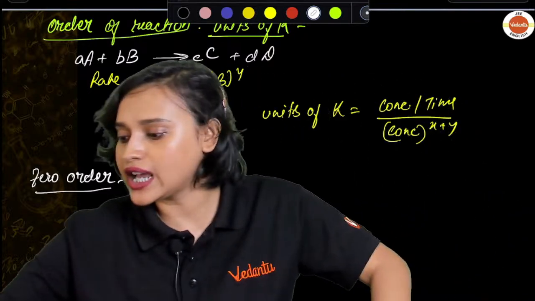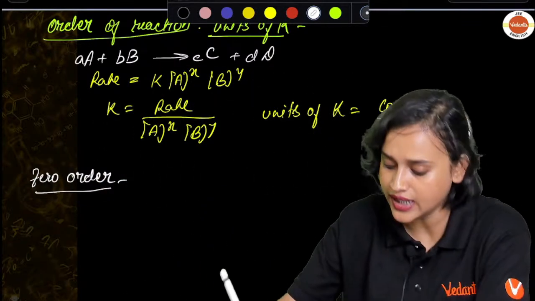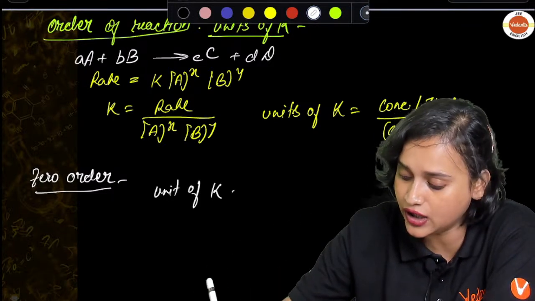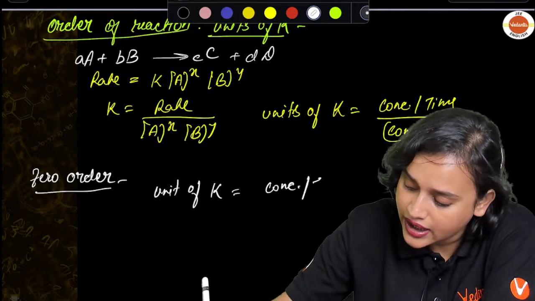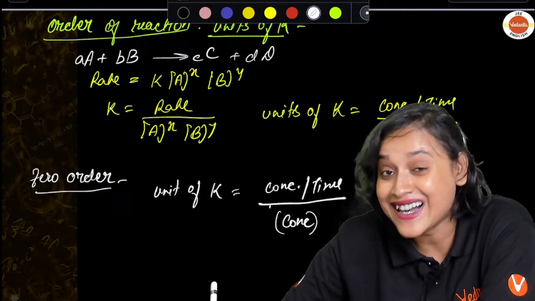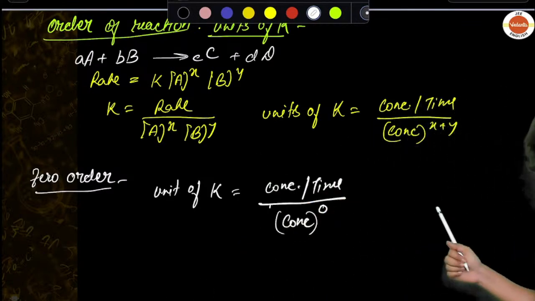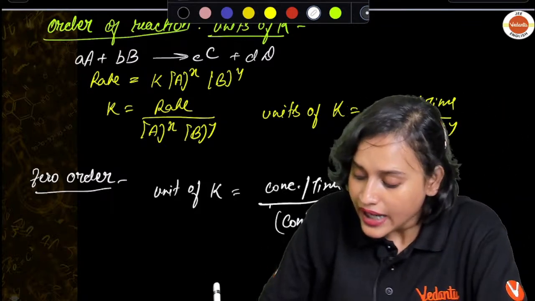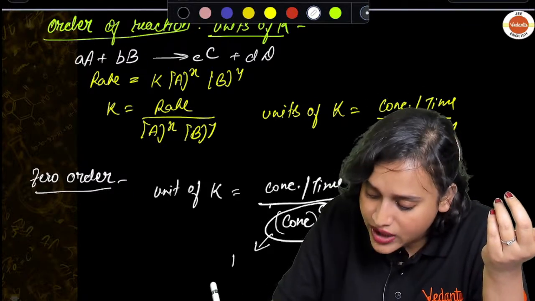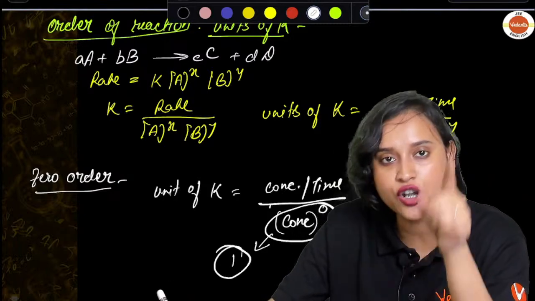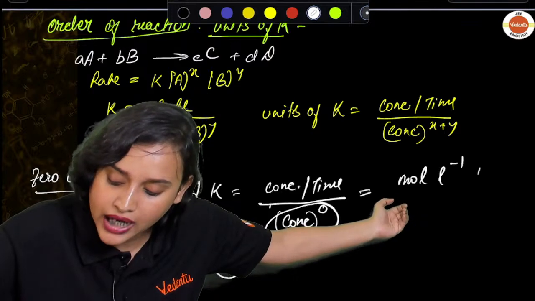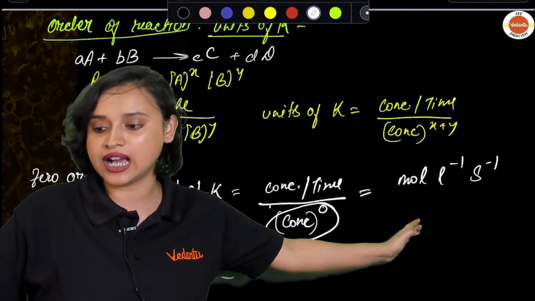So chalo, for 0 order reaction, let us calculate, everybody. Unit of K: concentration divided by time divided by concentration raised to the power 0, because x plus y is equal to 0. It's a 0 order reaction. Am I right, everybody? Anything raised to the power 0 is equal to 1. I hope that you all know this. That means it is only concentration divided by time. So my unit will become mol L to the power minus 1 s to the power minus 1. Everybody agreed, guys?